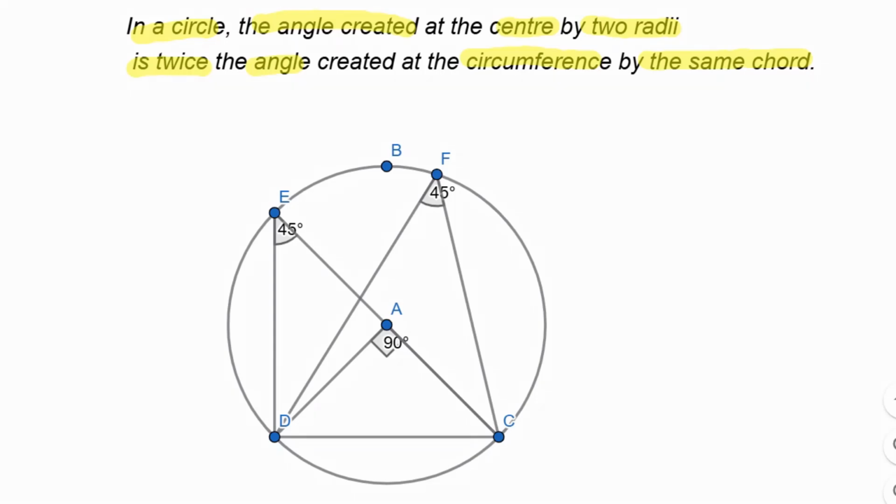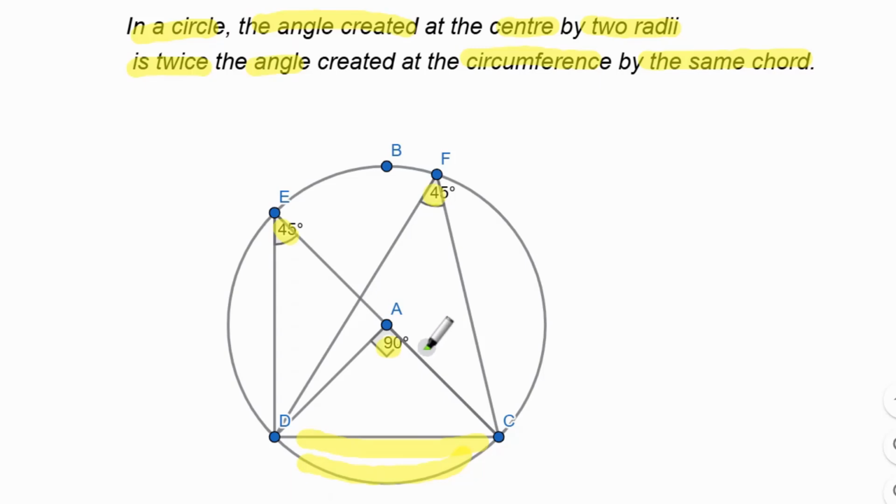Why is this giving us the same value? The key indicator is that they are all coming from the same chord or by the same arc. Do you get it? So the angle at the center is twice the angle at the circumference.